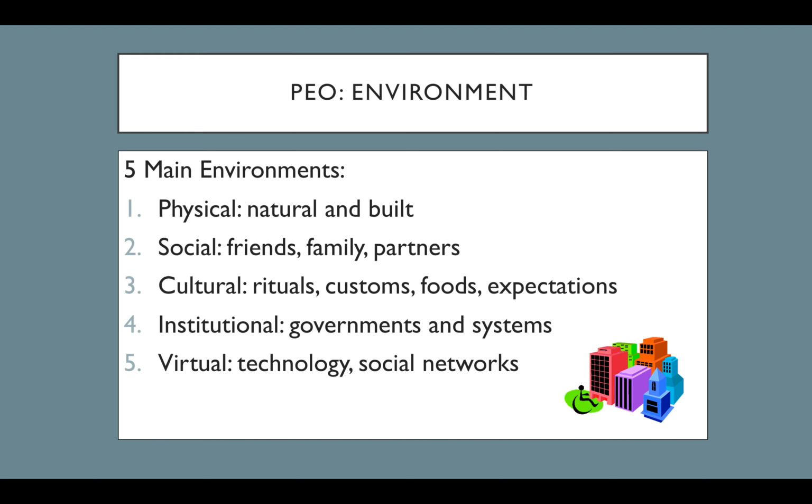So the first environment is the physical, and this includes the natural and the built environment. Second is the social environment, and this includes groups such as friends, families, teams, intimate partners. The cultural environment includes things such as rituals, customs, foods, behaviors, and expectations. The institutional environment includes things such as governments and systems. And lastly, the virtual environment is technology and social networks.